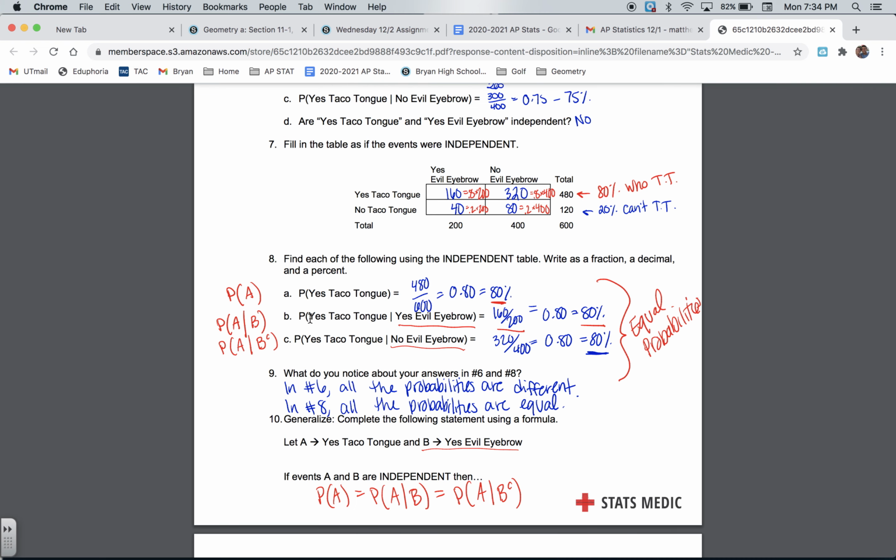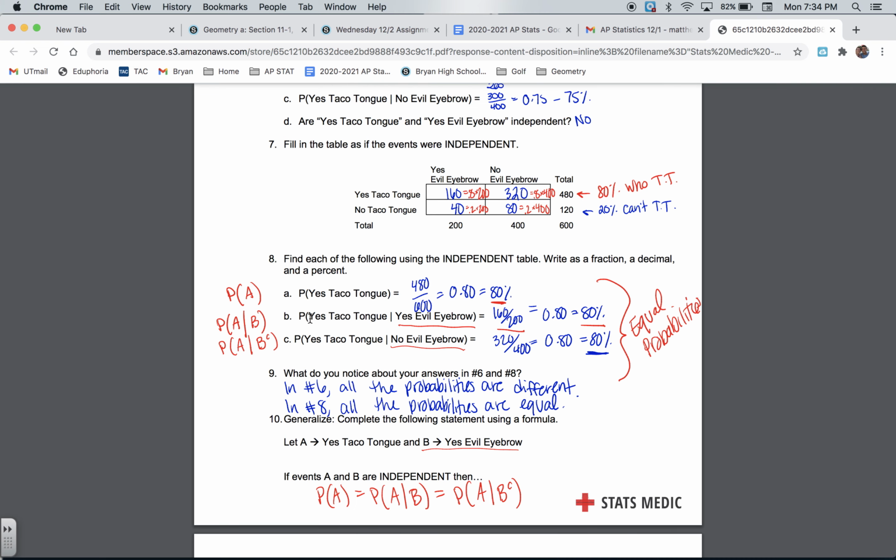So what you can see is when these events are independent, these conditional probabilities are equal to one another. These are both still 80% here. 80, 80, 80. Nothing changed. Just because I know that you're a yes evil eyebrow, I still think you're the same probability. 80%, 80%. Nothing changed. But up here, these were not independent. These were dependent. Not independent.